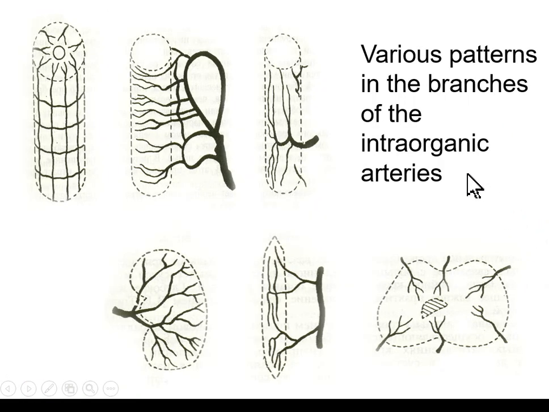Various patterns in the branches of the intraorganic arteries we can see on this picture. For example, the kidney. We can see the liver. To the liver, arteries direct from the peripheral part to the central part. For example, the kidneys. To the kidney directs one artery, subdivided into the segmental artery, corresponding to the segmental structure of the kidney. They give many branches inside the parenchyma.